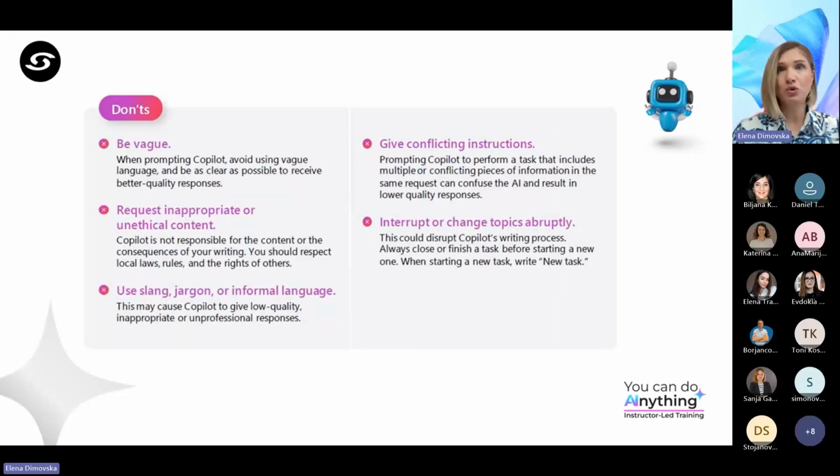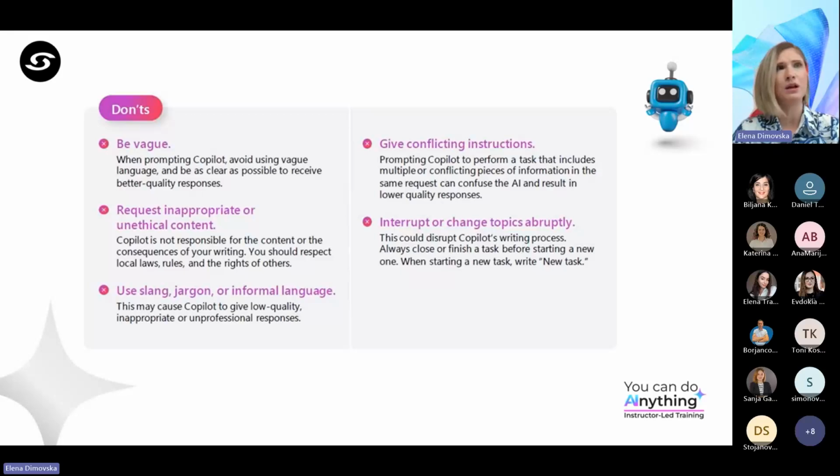And we know what we should do, but also important for all of us is that we should know what to avoid when we are creating our prompts. So in this situation, we should be as clear as possible to receive better quality responses. We shouldn't confuse Copilot with different questions while we are crafting prompts. So we should follow one theme, and then in a new topic we should ask, for example, something else. We shouldn't request inappropriate and unethical content.